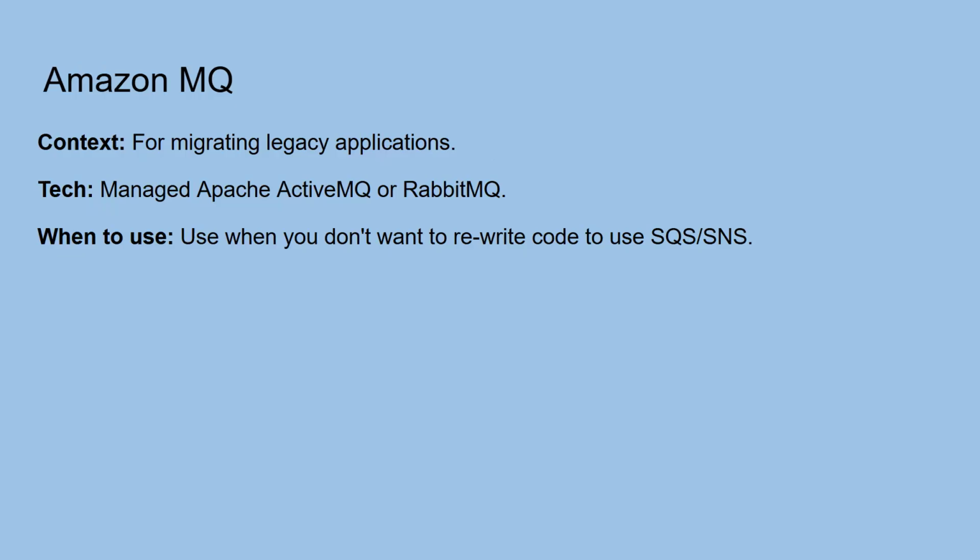If the question mentions legacy applications, existing message brokers, or ActiveMQ, RabbitMQ, or JMS specifically, you want to think Amazon MQ. Again, it's for migrating legacy applications, managed Apache ActiveMQ or RabbitMQ, and used when you don't want to rewrite code to use SQS or SNS. So that's really when they already have something set and they don't want to redo it.